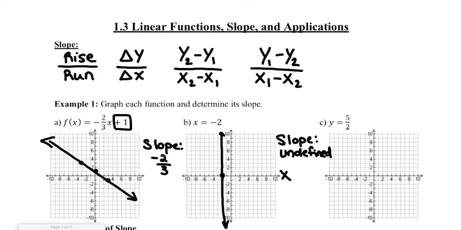Versus something like this in example C, y equals 5 over 2, or 2.5 if that were a decimal. I'm going to go to the y-axis and put a dot at 2.5. And then I'm going to just go ahead and draw a horizontal line in because y is always 2.5. That's not changing. And then our slope here is 0. I can walk across a straight line. I'm not going up or down at all there.